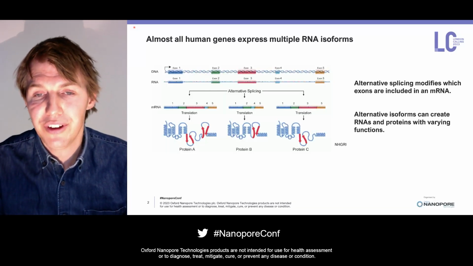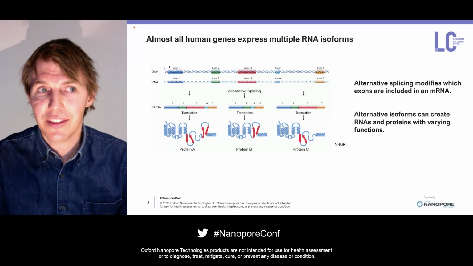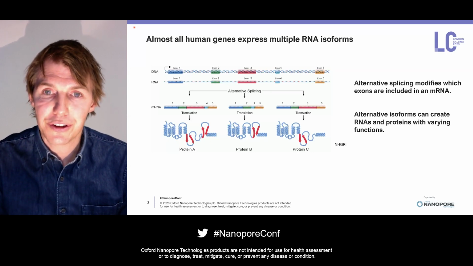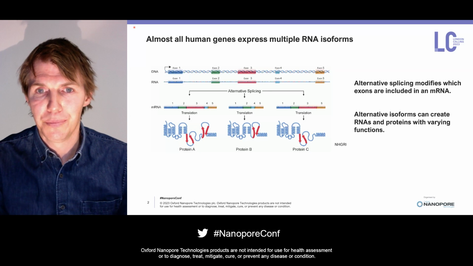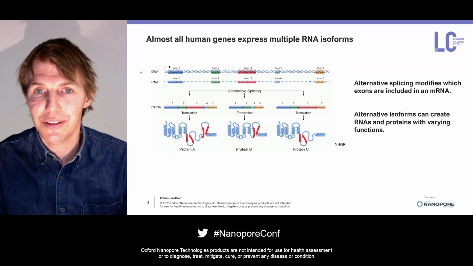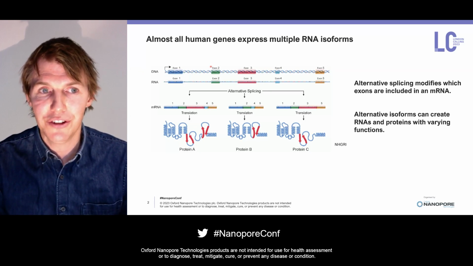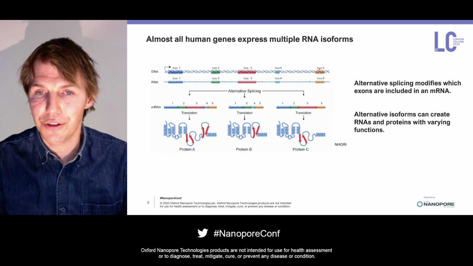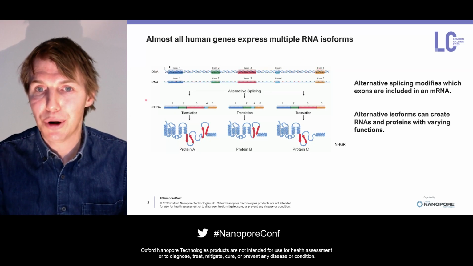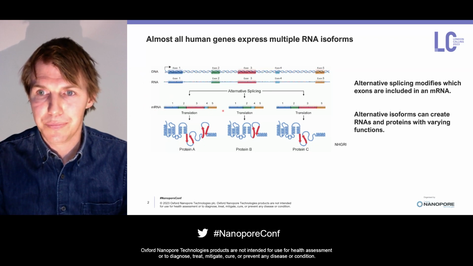So something that motivates a lot of our work is the fact that almost all human genes express multiple RNA isoforms. I show an example of this here in cartoon form, where we have a gene with 5 different exons that gets transcribed into a pre-mRNA, and then a process called splicing occurs where the introns are removed and the exons are kept and spliced together to create a mature mRNA.